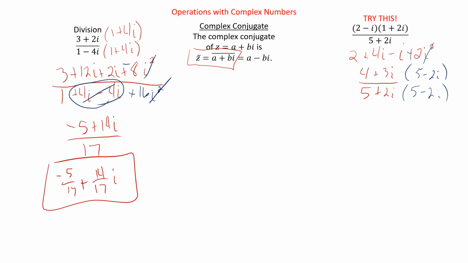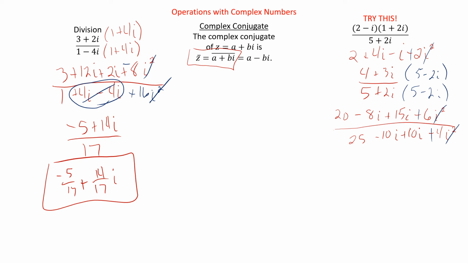So now when we multiply, we get 4 times 5 is 20. 4 times negative 2i is minus 8i. 3i times 5 is plus 15i. 3i times negative 2i is negative 6i squared. We'll fix that in just a second. 5 times 5 is 25. 5 times negative 2i is minus 10i. Then we're going to have a plus 10i. 2i times negative 2i is going to be negative 4i squared. All right, the i squared makes that positive, i squared makes that positive.